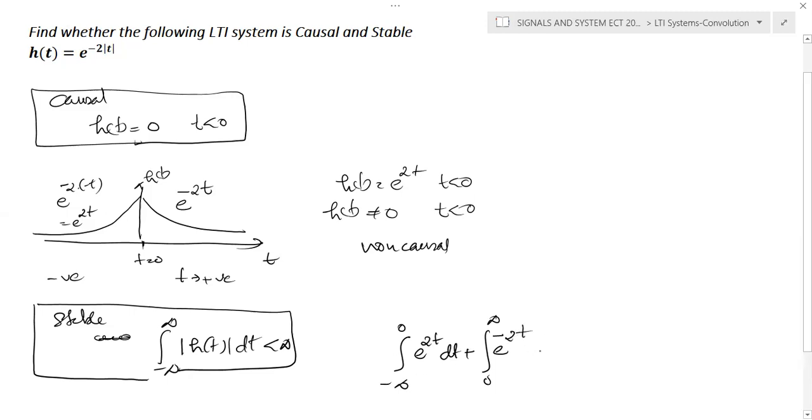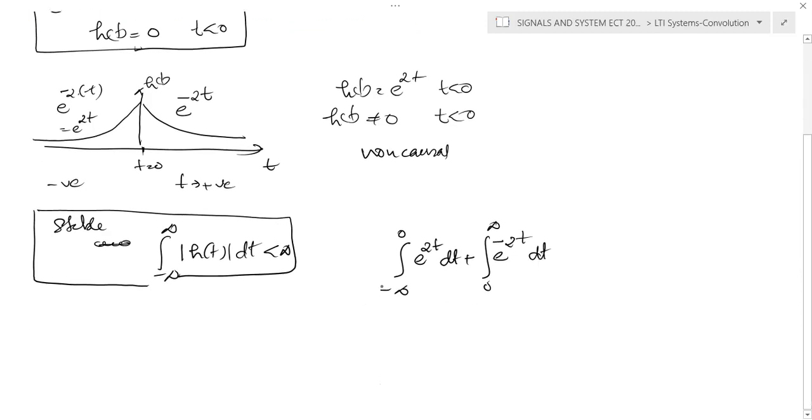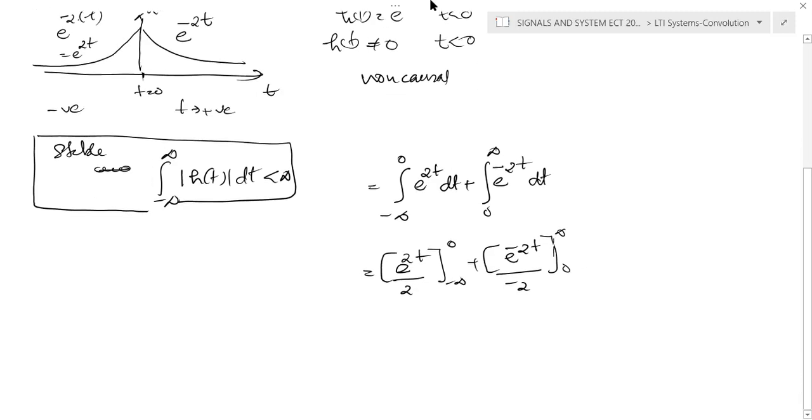And here it is e raised to minus 2t into dt. Now if you integrate this, you can see that it's e raised to 2t by 2, and the limit is from minus infinity to 0, plus the second case, e raised to minus 2t by minus 2, and the limit is from 0 to infinity. And if you apply the limit, the first case gives 1 by 2, and substituting, it's e raised to 0 minus e raised to minus infinity, plus minus 1 by 2 into e raised to minus 2 into infinity, that is minus infinity, minus e raised to 0.